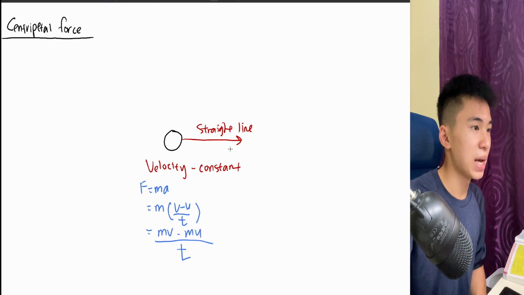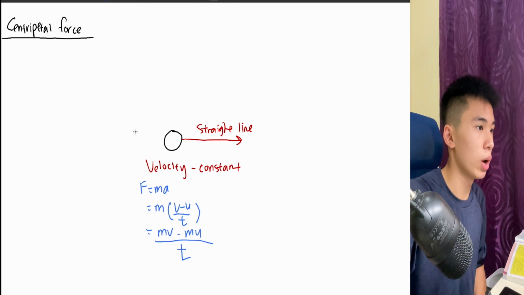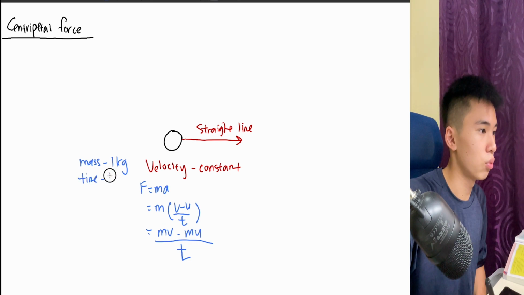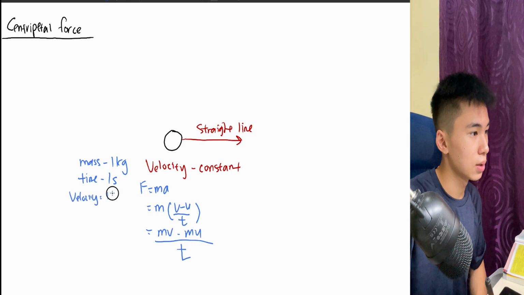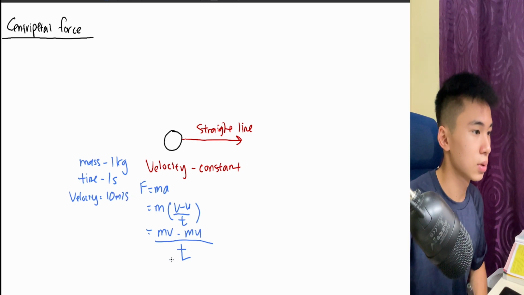So let's say the mass of this object is going to be 1 kg, and the time is going to be 1 second as well. And the velocity is going to be 10 m/s.